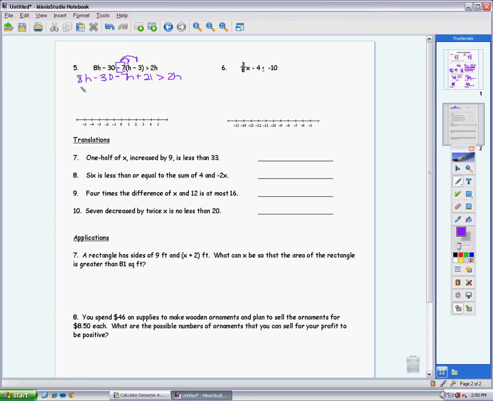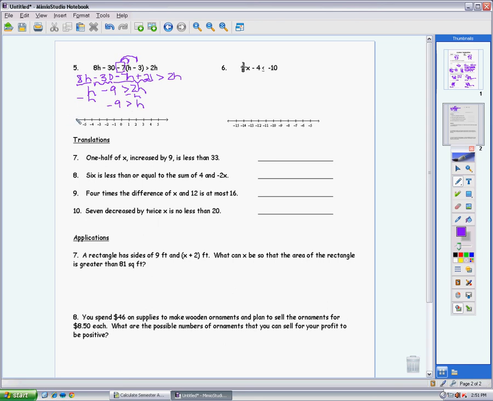From here, I want to combine like terms, so I have an 8h here and a negative 7h. That gives me 1h. And then I have a negative 30 and a positive 21. That gives me a negative 9 is greater than 2h. So I'm combining like terms, combining my variables with variables and my constants with constants. Okay, I'm going to move my h since 2h is over here by itself, so I'm going to subtract h from both sides, and I get negative 9 is greater than h.